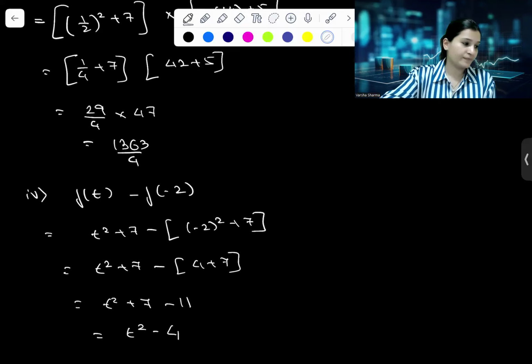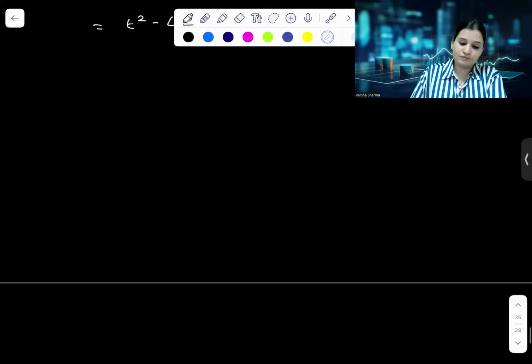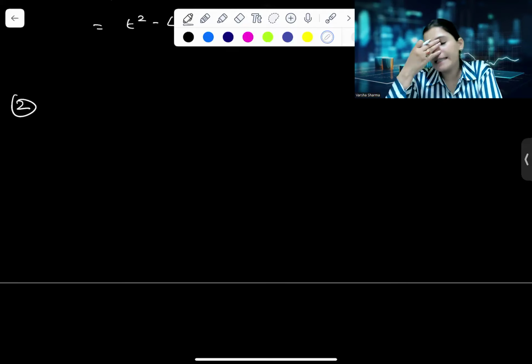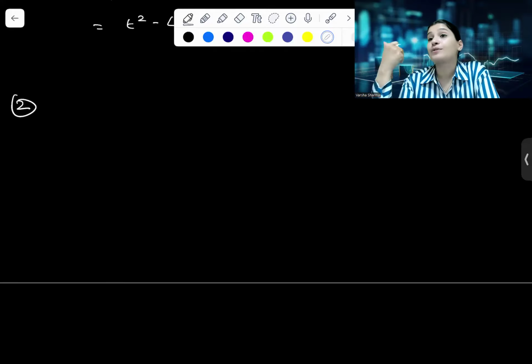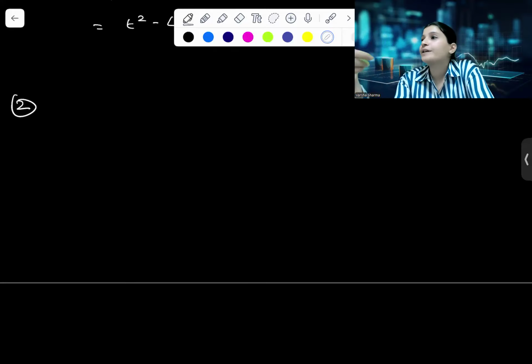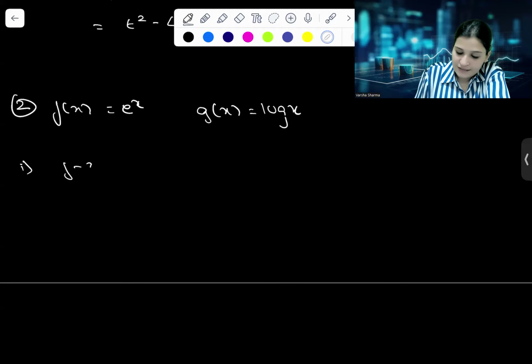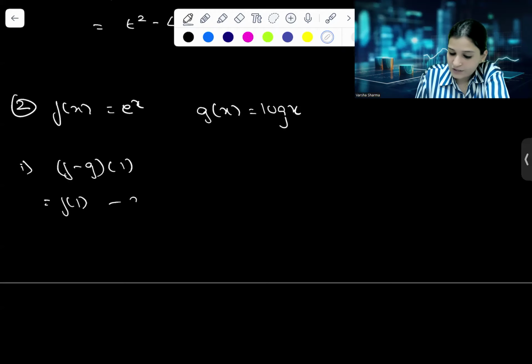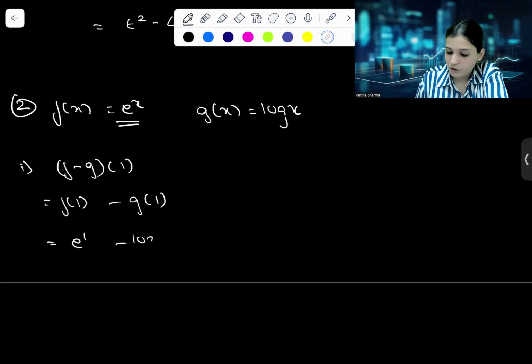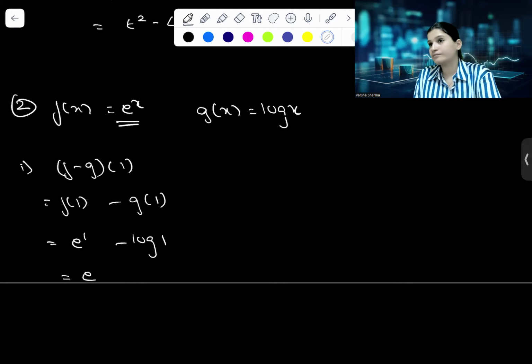Question number 2. In question number 2, you will see e. e, as we learned earlier also, is exponential number. It has a value like 2.7, like pi has 3.14. So f of x is e power x, g of x is log x. So f minus g of 1, that is f of 1 minus g of 1. Put 1 here: e power 1 minus log 1. Log 1 is always 0.